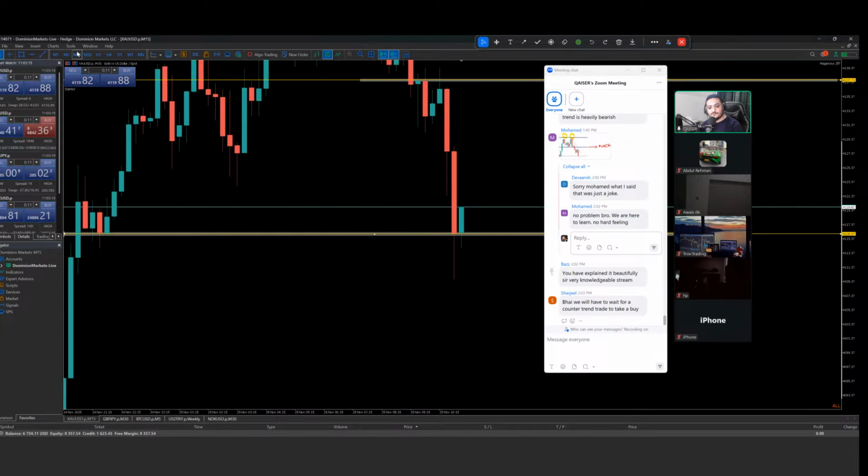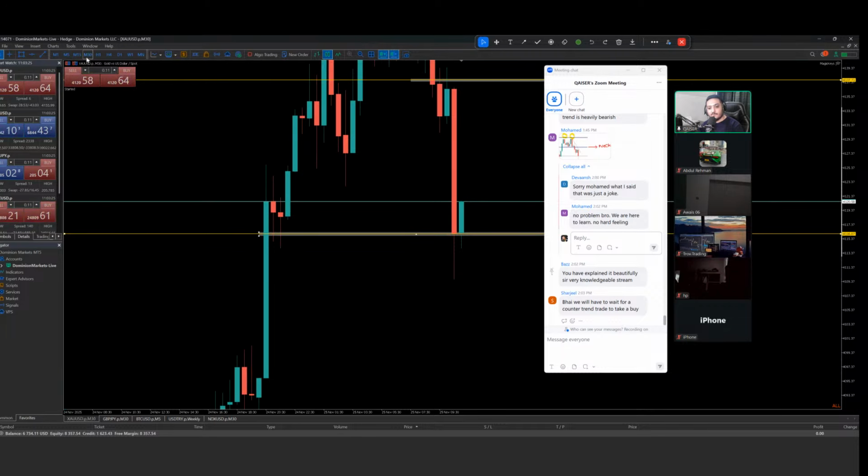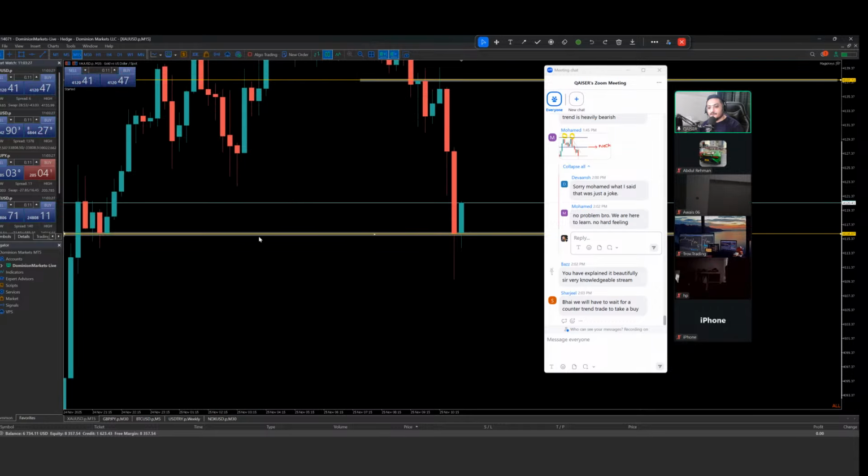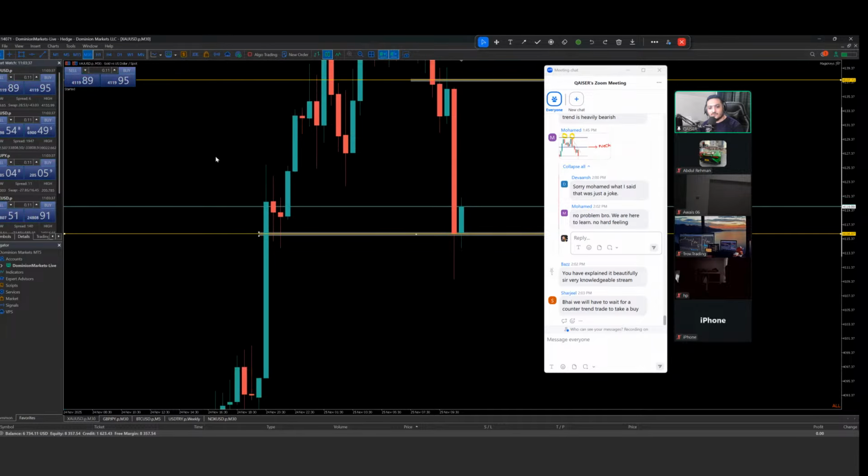So yeah, let's see, man. For the buy, we will have to wait for a counter trend trade to take a buy. Let's see how this candle is about to be closed. Still, we are having this 30-minute candle open and we are getting back into the range.